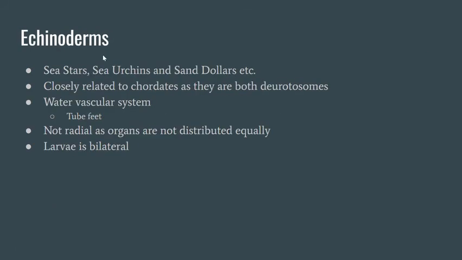The last phylum I would like to talk about are your echinoderms. These are your sea stars, sea urchins, sand dollars. They are closely related to chordates because they are both deuterostomes. Keep in mind, everything up till now were protostomes. They have a water vascular system that is used for movement. Although they might look like they have radial symmetry, the organs on the inside are actually not evenly distributed. And another thing is that their larvae actually exhibit bilateral symmetry.